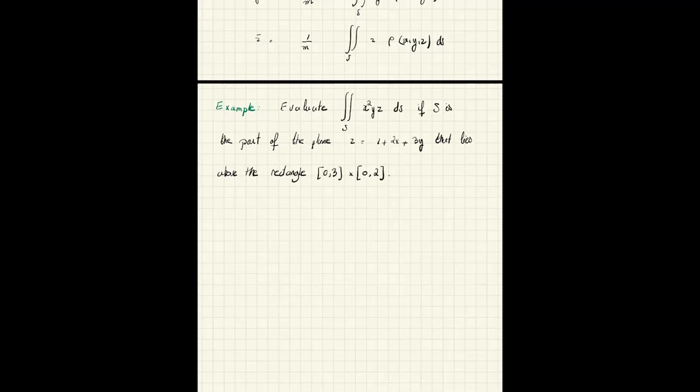So here's the thing. You can parameterize this surface. You have the normal vector, and you can do a lot of work to get a parameterization, do the r phi, and then cross product with r theta.